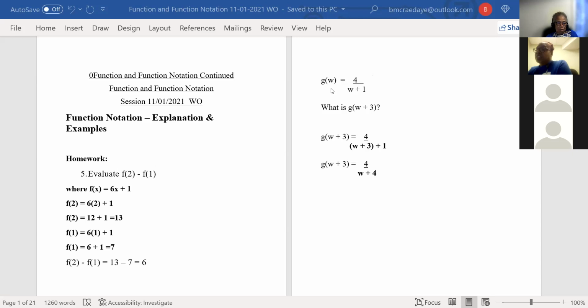G of W. Remember I said functions can be any variable. Normally you see f, and it's just a shorthand way of writing things so that you don't have to put it in actual words. You can just write it as an equation. So g of W is 4 over W plus 1. What is g of W plus 3? Wherever you see a W, you want to put W plus 3. So 4 over W plus 1 becomes 4 over W plus 3 plus 1.